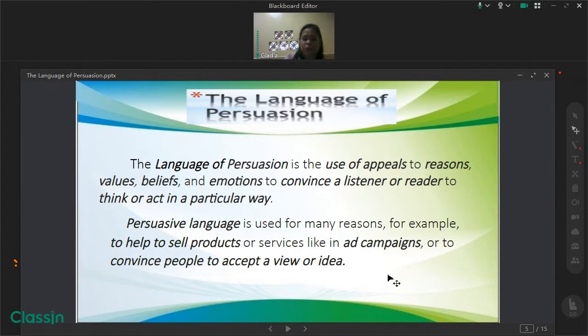For example, to help sell products. Maybe that is the first reason why we need persuasive language, especially when you are business minded, when you have a selling business. So how do you sell your product? Persuasive language will be a great help for you in doing that. It is also used for services, like in ad campaigns, or to convince people to accept a view or idea.